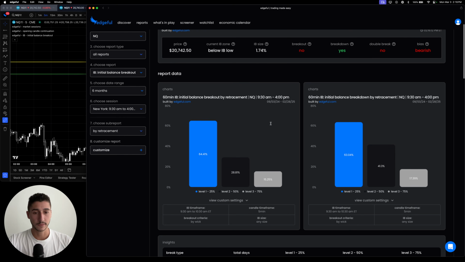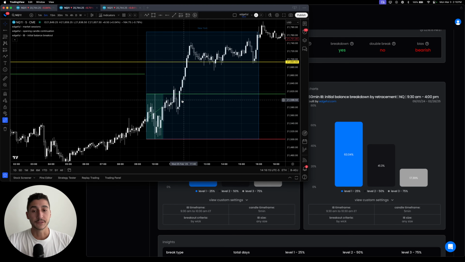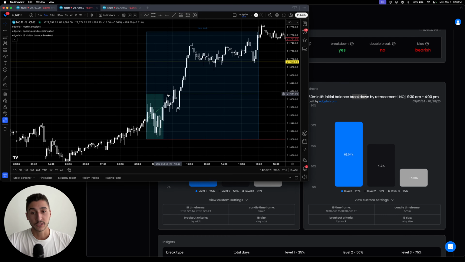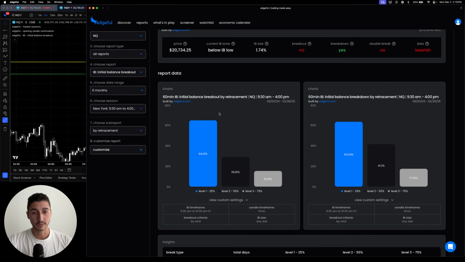And what you can see here, what this report looks at is for every time, number 1, it is a single break day. This only looks at single break days. Right over here, we have breakout, which means it broke to the initial balance high. And then over here, we have breakdown, which means it broke only to the initial balance low. What this report measures is after the first candle breaks out of the initial balance, how far back into the initial balance will it go while still being a single break day. So you can see right here, we have the breakout by retracement, and you can see the 25% retracement. 64% of the time, price is going to get here.